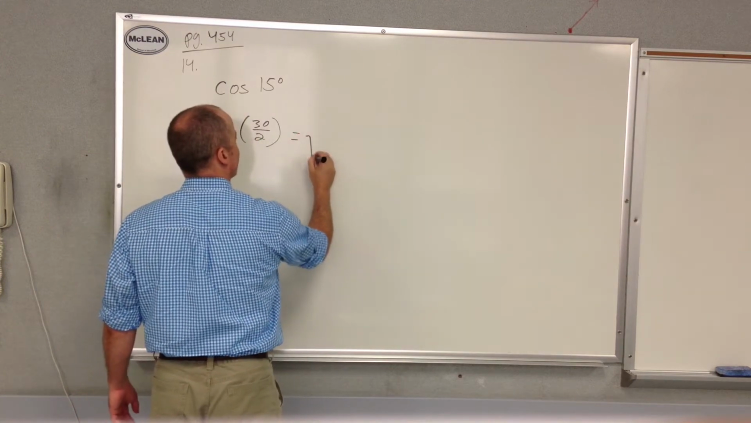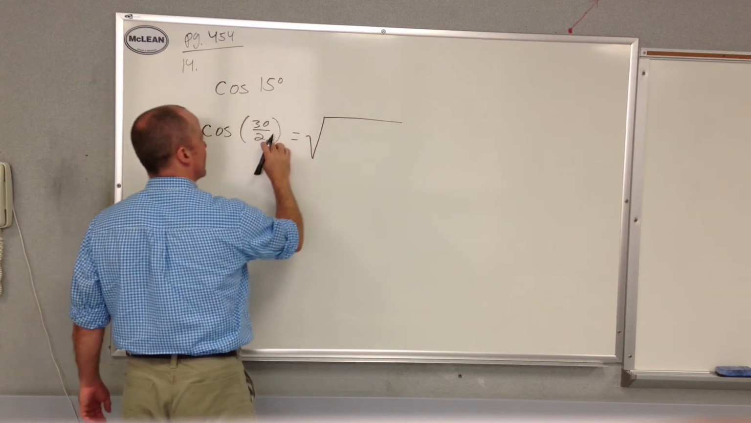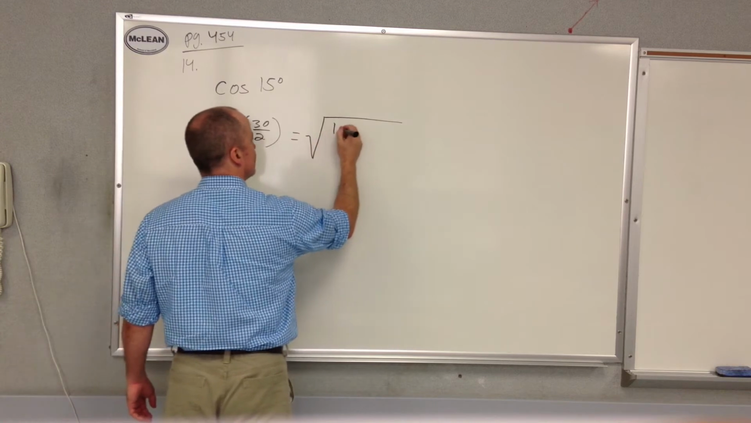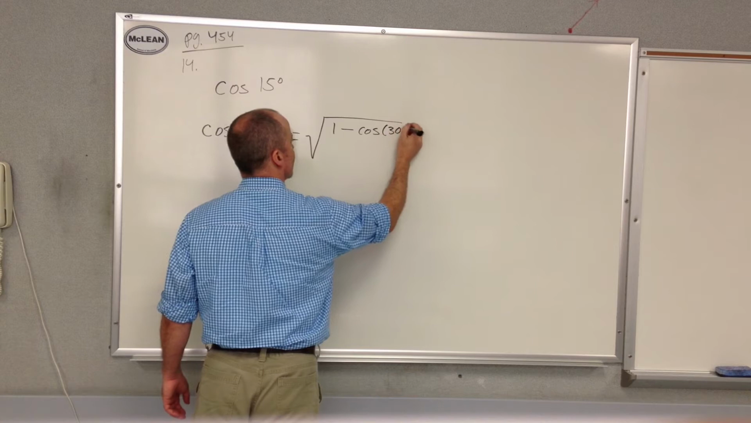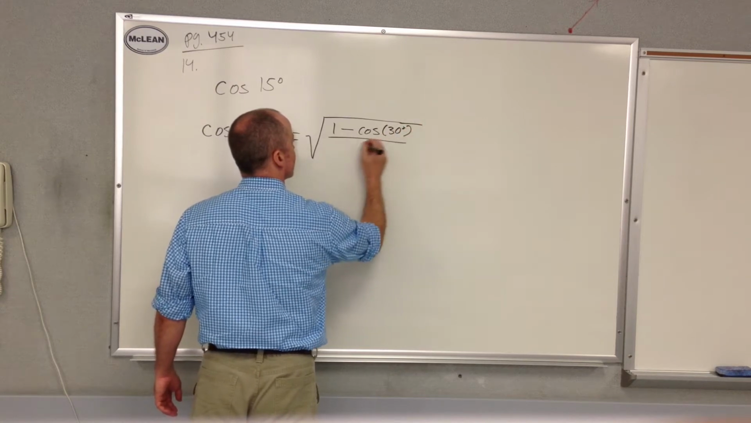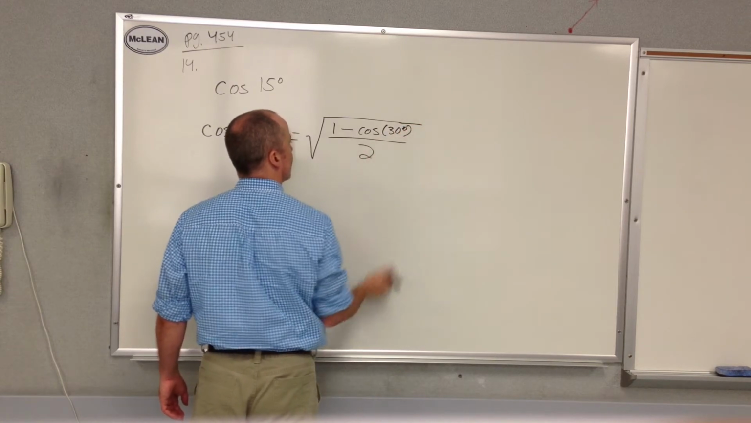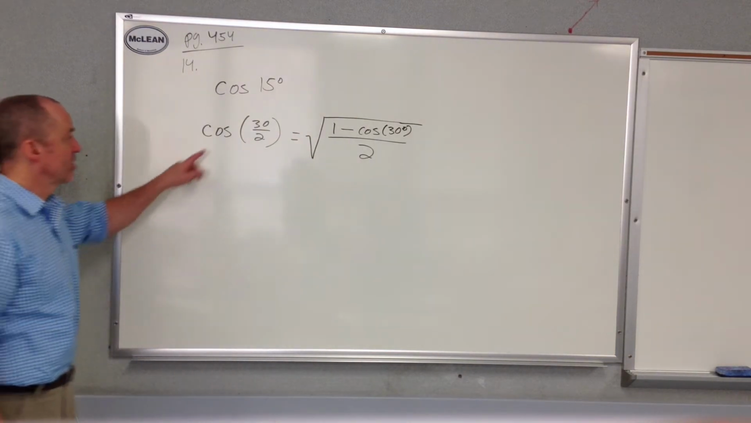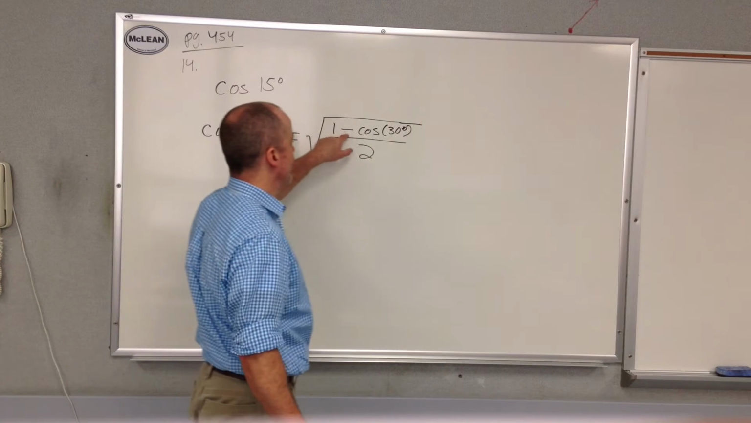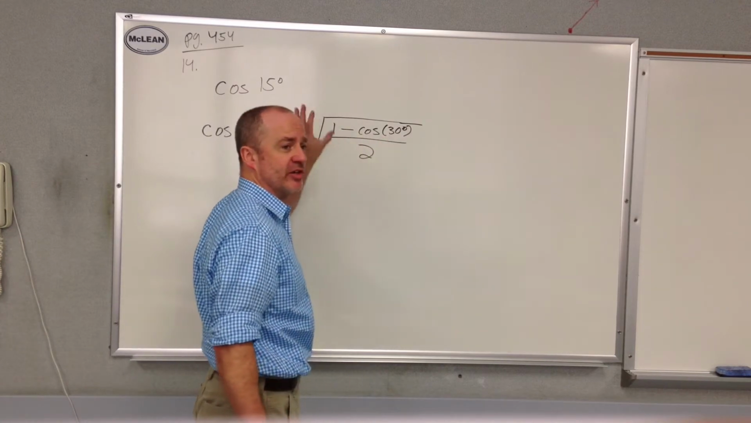Now, the half angle formula we had, if this were alpha over 2 from yesterday, this would be 1 minus cosine the full angle divided by 2, all under that square root. Is that the correct formula? Cosine alpha over 2 equals 1 minus cosine alpha divided by 2, all under a square root?